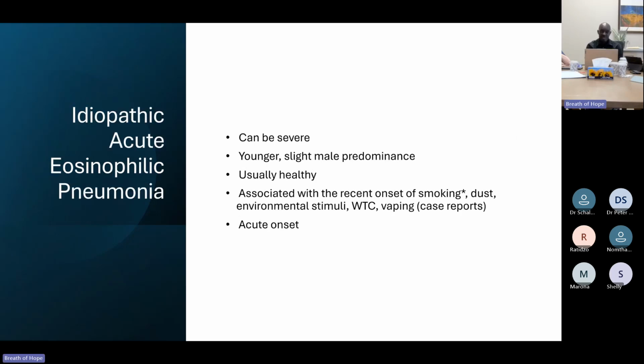Idiopathic acute eosinophilic pneumonia can also be very severe. Patients tend to be younger, with a slight male predominance for whatever reason, and usually healthy, associated with recent onset of smoking and other environmental stimuli, as was evidenced by the number of children affected after the World Trade Center, and of course with the new e-cigarette usage also, they tend to have acute onset.